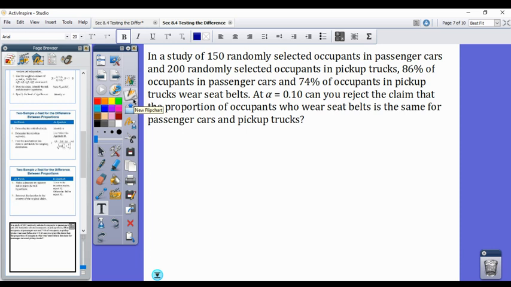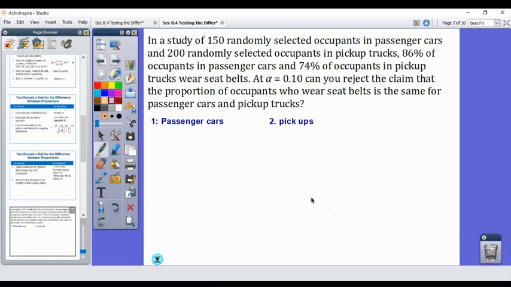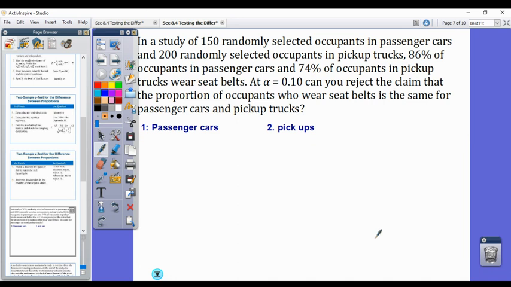So the first thing I'm going to do is I'm going to read through the example and then I'm going to organize my thoughts. So we have a study of 150 occupants in passenger cars and 200 randomly selected occupants in pickup trucks. Okay, so I'm going to say number 1 is going to be passenger cars. And then number 2 is going to be pickups. Now that I have that, I'm going to use the rest of the information in this problem to organize my thoughts before I get started, because that just helps me.